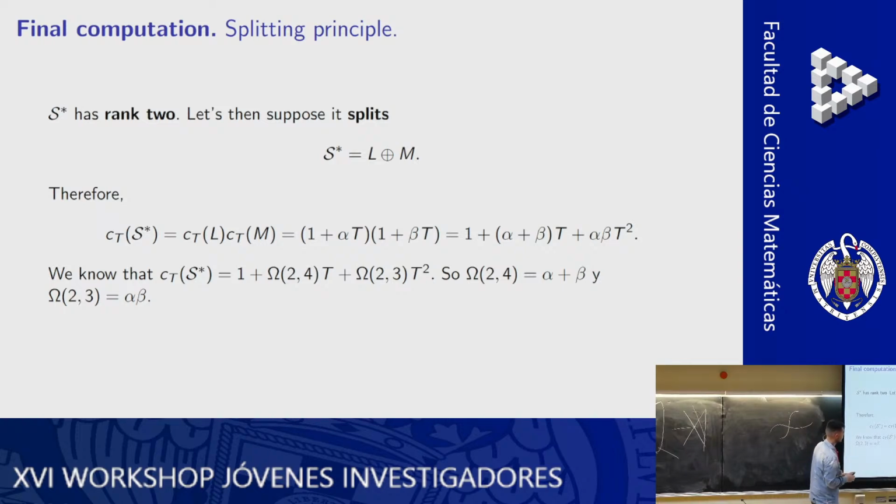But with other tools, we can see that this polynomial, this Chern polynomial, has this expression. Those are super classes. So we have these identities. Omega 24 is alpha plus beta. Okay, we are going to use it here.